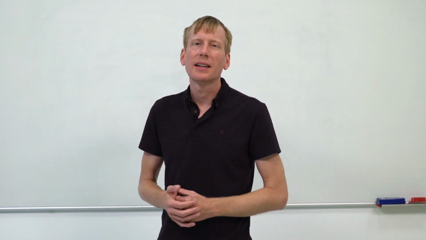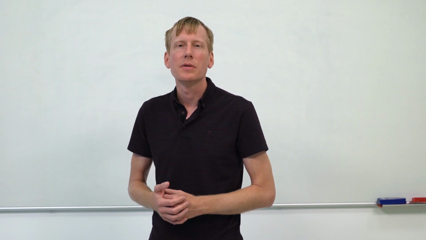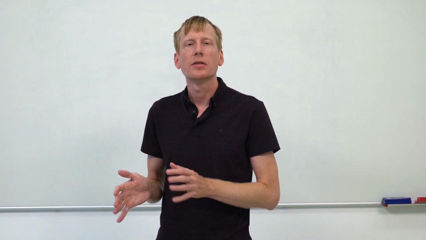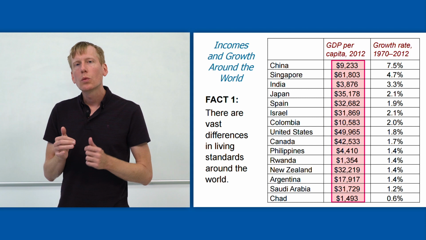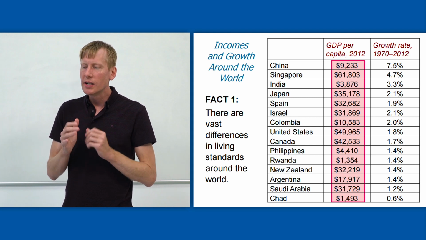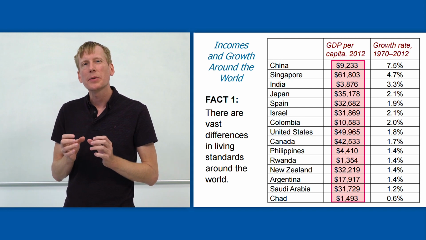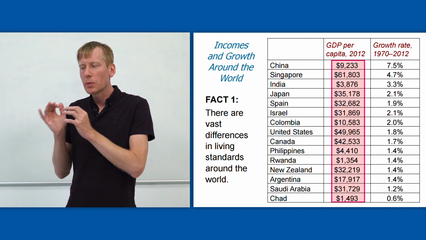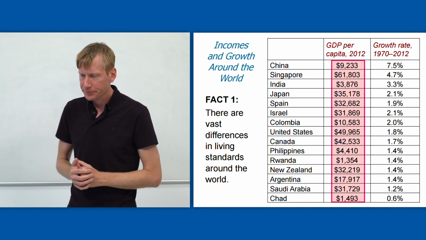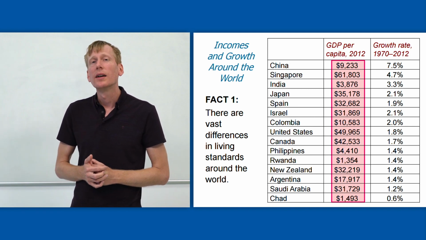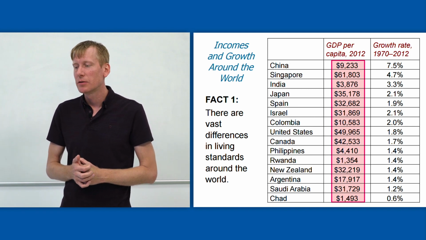First, to look at some stylized facts about incomes and growth in different countries around the world. We have here, on the one hand, GDP per capita in a subset of different countries in 2012, and then we have GDP per capita as it has grown from 1970 to 2012.